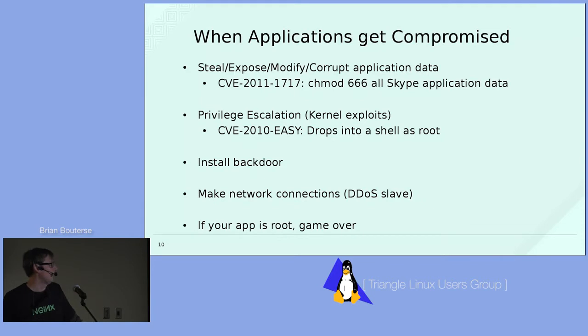But applications have CVEs and also just regular bugs that allow intruders to get further than they should. So, for instance, Skype had a CVE where all of the data had its permissions changed to 666, which allows everyone to read that data. So now everyone on the system can read your private Skype data. It's just one example. There's also kernel exploits.